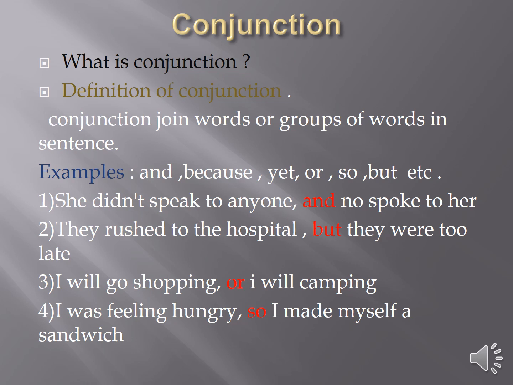Now let us see in a sentence how it works. She didn't speak to anyone, and no one spoke to her. It shows that it is joining two sentences. First of all, she is not interested in speaking with anyone, and no one spoke with her. She didn't speak to anyone, and nobody spoke to her, we can say that.